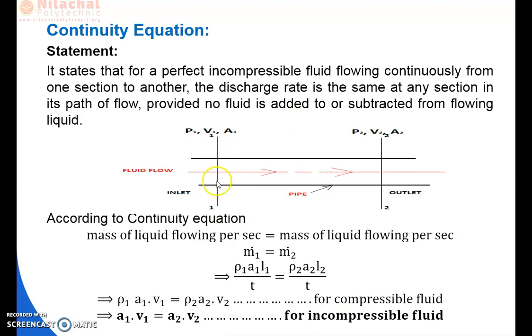The discharge depends upon the area and velocity. Where the area of cross section of the pipe increases, velocity decreases. Where the area of cross section of the pipe decreases, velocity increases. So while solving problems related to the continuity equation, we have to remember that A1 V1 is equal to A2 V2, where A1 is the area of cross section of pipe at inlet, A2 is the area of cross section of pipe at outlet, V1 is the velocity at inlet, and V2 is the velocity of flow at outlet.